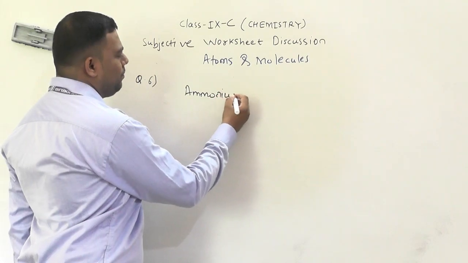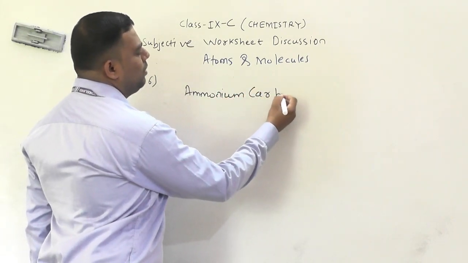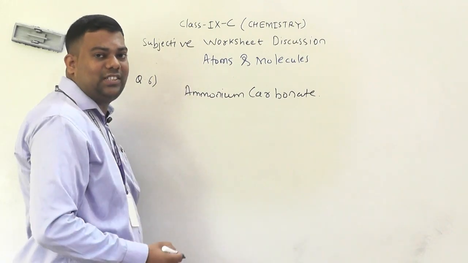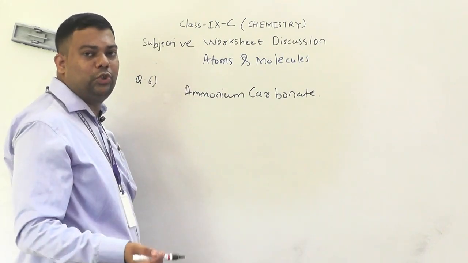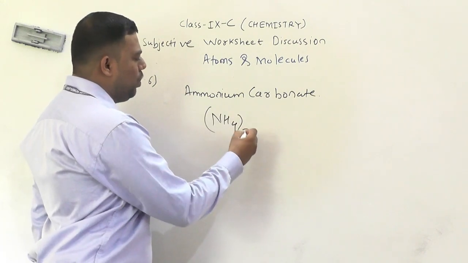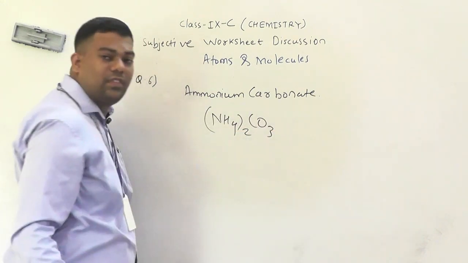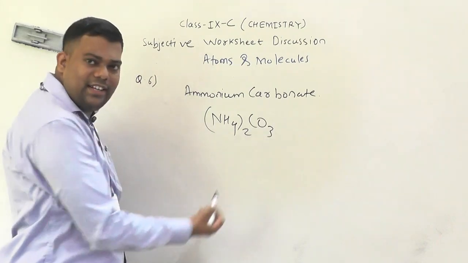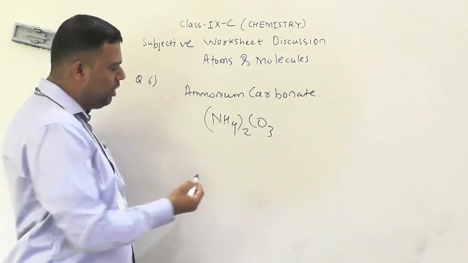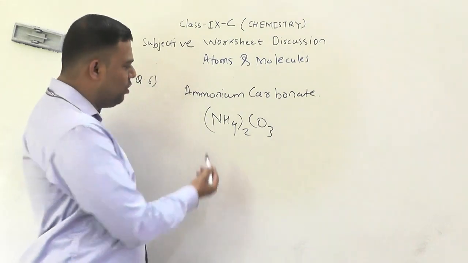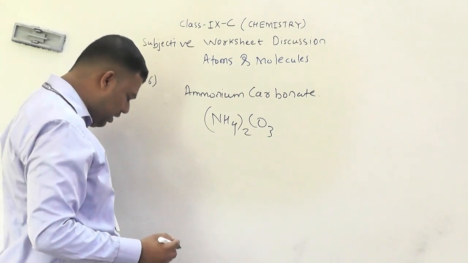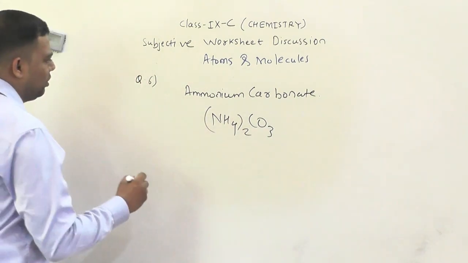Ammonium carbonate. So see here, ammonium means NH4 plus, and carbonate, as you know, is CO3 2 minus. So NH4 twice, CO3, because this CO3 is 2 minus and NH4 is plus only, so overall there is no charge. So what is the formula of ammonium carbonate? (NH4)2CO3. Okay, so second is barium sulfate.